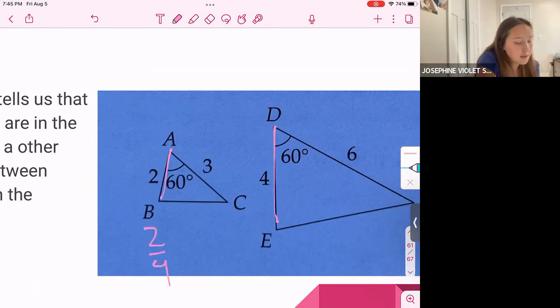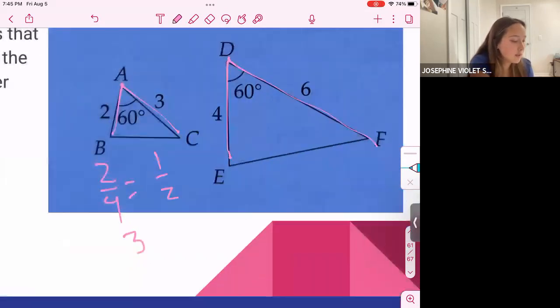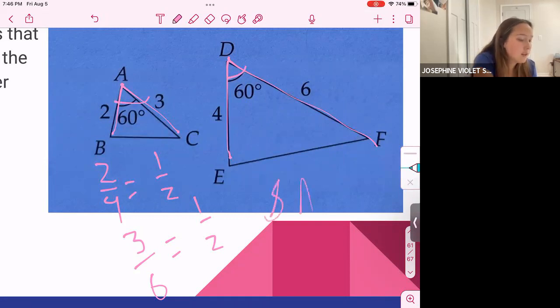So 2 to 4 is a ratio of like 1 to 2. And we know that side length AC is equal to 3. And we know that side length DF is equal to 6. So the ratio 3 to 6 is also 1 to 2. And they also show this angle, 60 degrees. So by side angle side, we've proved that these 2 triangles are similar triangles.